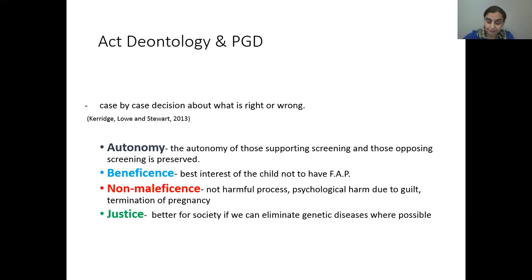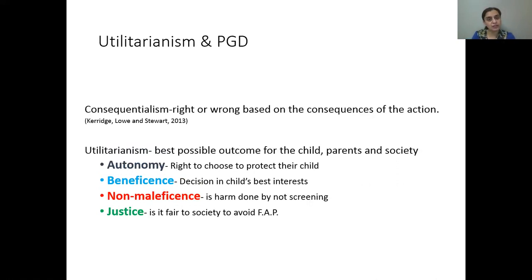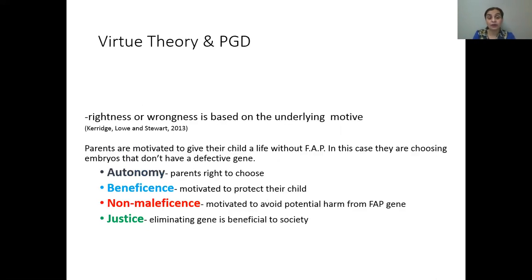Again, if you look at consequentialism, right or wrong based on the consequences of the action, are you looking at it from a society level? From a family perspective? From an individual perspective? And again, you can work through the analysis as to whether it's ethical or not. The rightness or wrongness based on the underlying motive. Is it about self-interest from the parents, this idea that you're choosing embryos without disability? Or is it for the quality of life of the child, or is it because the parents don't feel that they can cope with supporting and caring for a child with special needs?